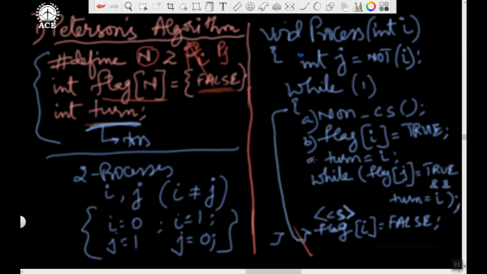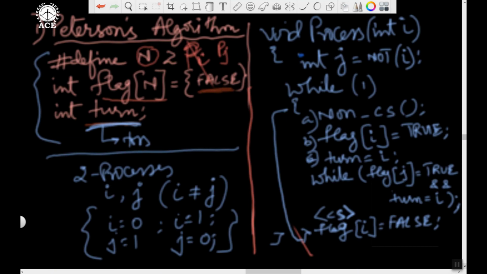Then the process says, okay, you set your turn. So every process will set the value of turn to itself. Process P0 will say it is my turn. P1 will say it is my turn. So turn is only one global variable. Look here, turn is only one global variable. It can take either 0 or 1.